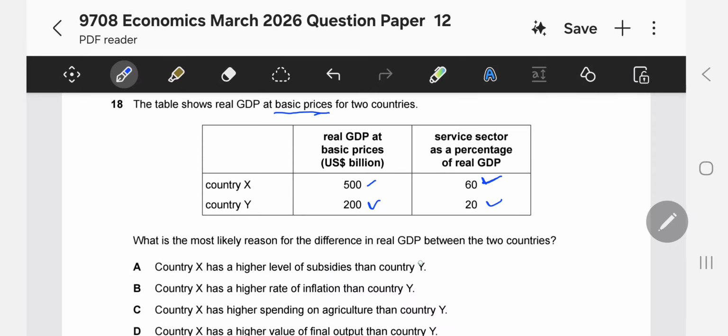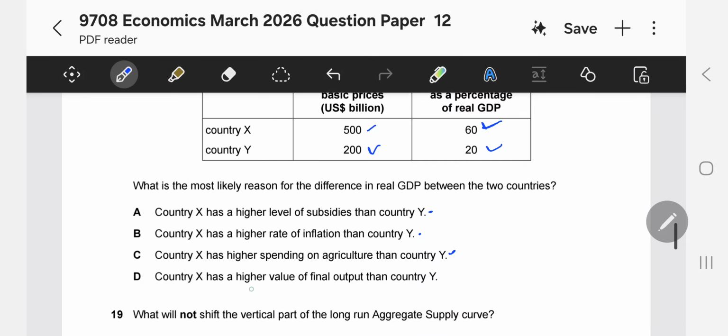Country X has high level of subsidies. High level of subsidies. Not sure about that. Country X has a higher rate of inflation than Y. Inflation, probably not. Country X has higher spending on agriculture than Y. How do you know that? Country X has a higher value.